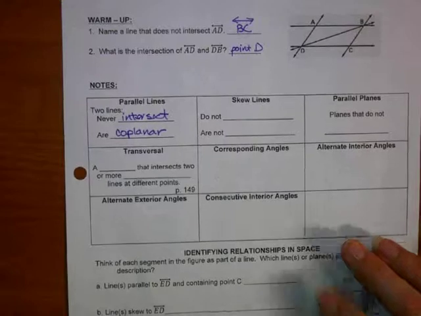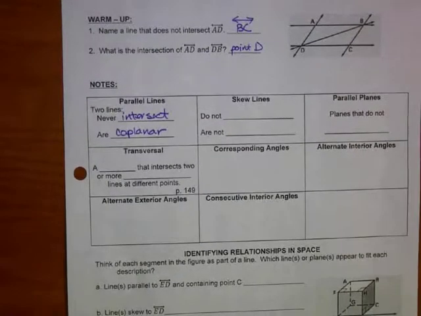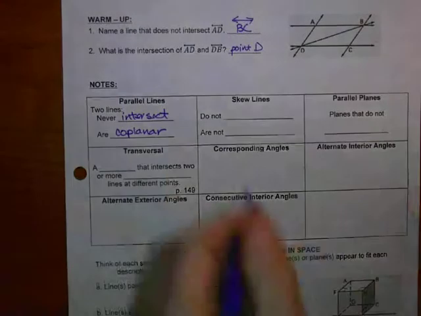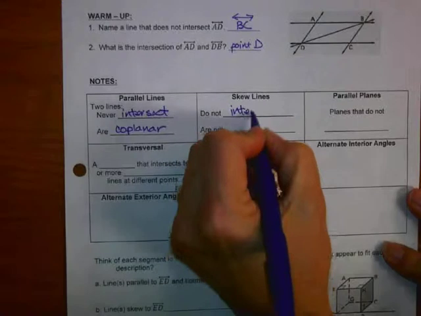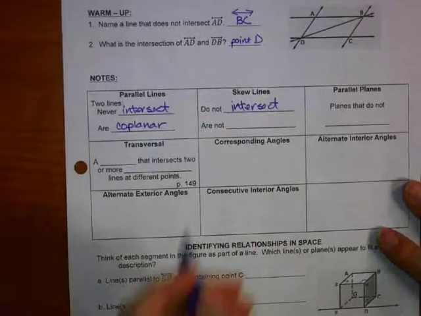All right, do you remember yesterday when I was showing you this? And we were talking about this line here and this line here. Okay, they never intersect, do they? Those are called what? Skew lines. They're called skew lines, okay? They do not intersect, and they are not coplanar.